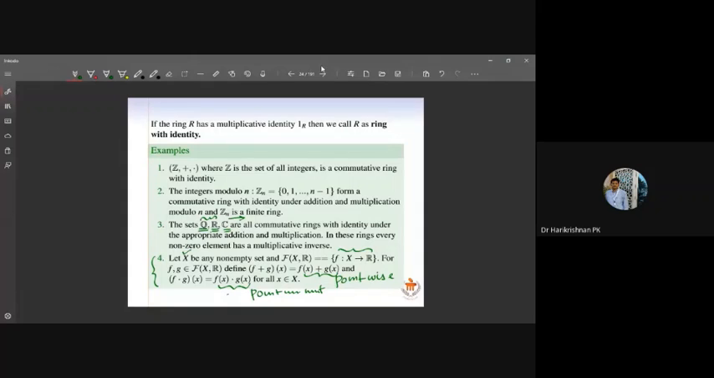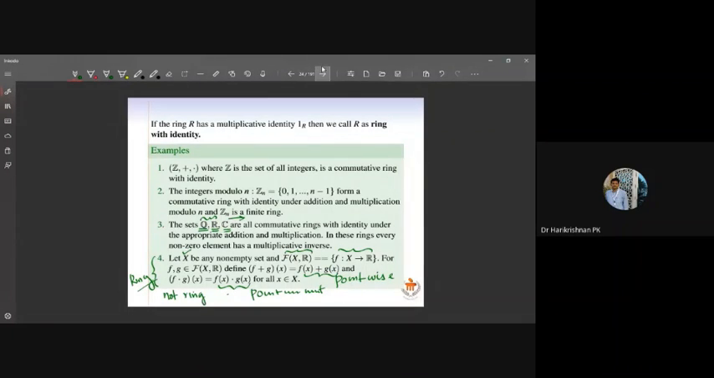You can verify that all the conditions for a ring will be satisfied for this collection under the operations addition and multiplication, so that this will be a ring. So my next question to students is, can you make this collection, by modifying the operation multiplication, such that it will not be a ring?